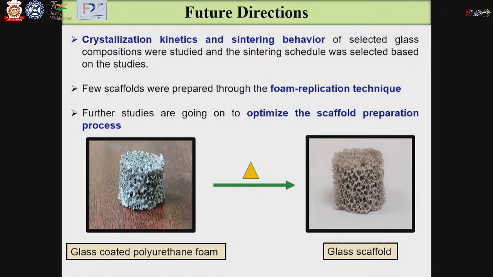And if we look at the future directions, we have already made some scaffolds out of the optimized glass through the foam replication technique, where the foam was dipped inside a glass slurry and heat treated, so the foam burns out and we get a glass scaffold. It was made, but some optimization is still required.